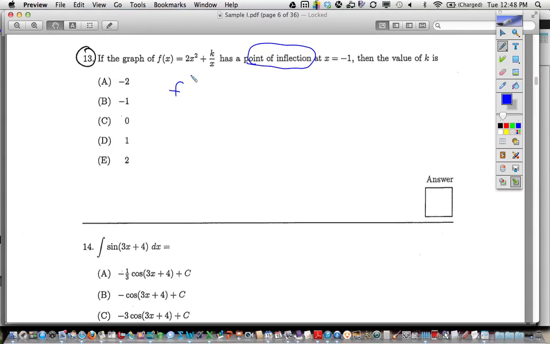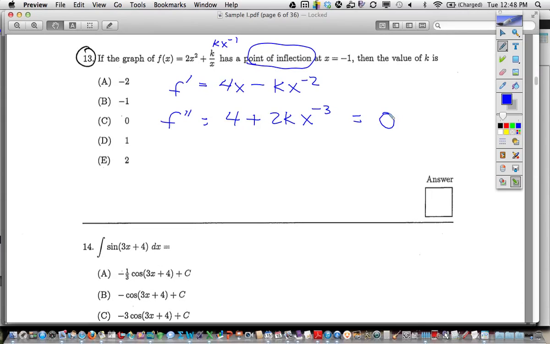So what you have to do here is find f prime. What I would do is write this as k x to the -1, which would make this an easier derivative to do. Remember, k is just a number, so you treat it like a number sitting there. So tell me what f prime would be. 4x minus... okay, so that's f prime, but I need f double prime. 4 plus, right, k is just a number, so I bring the exponent down in front. That'd be 2k x to the -3rd, and I want that to equal 0.